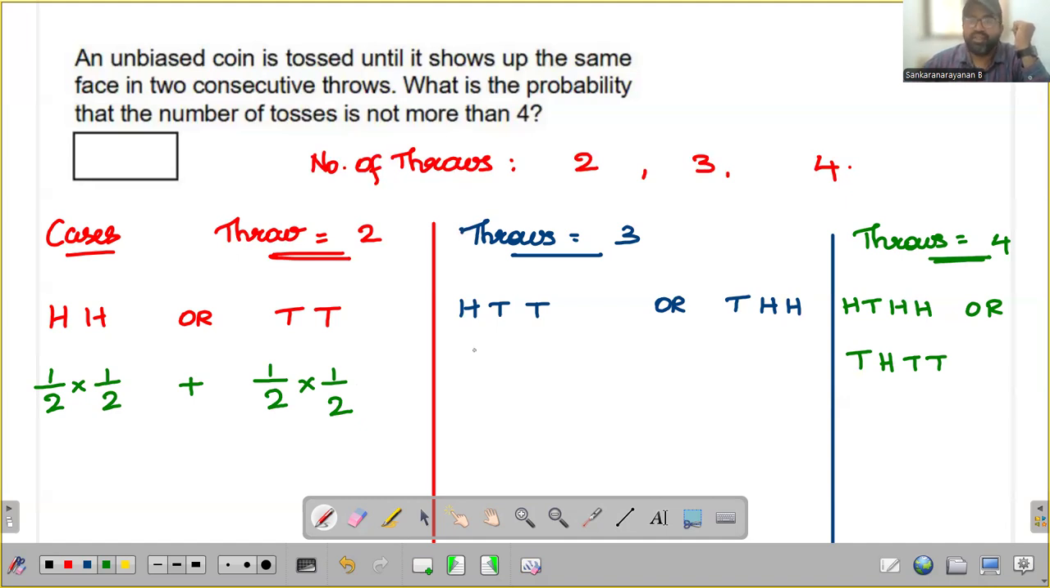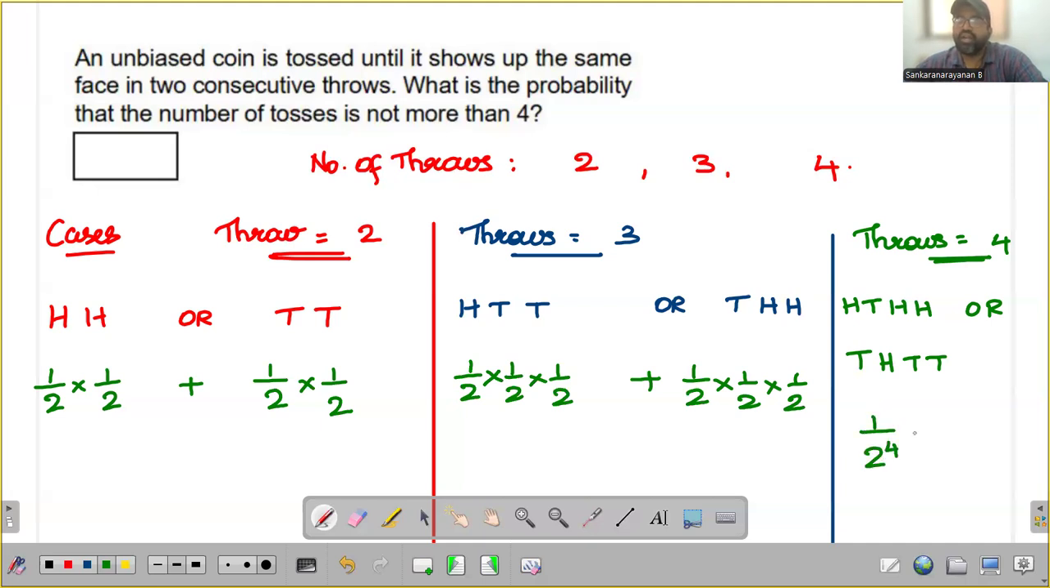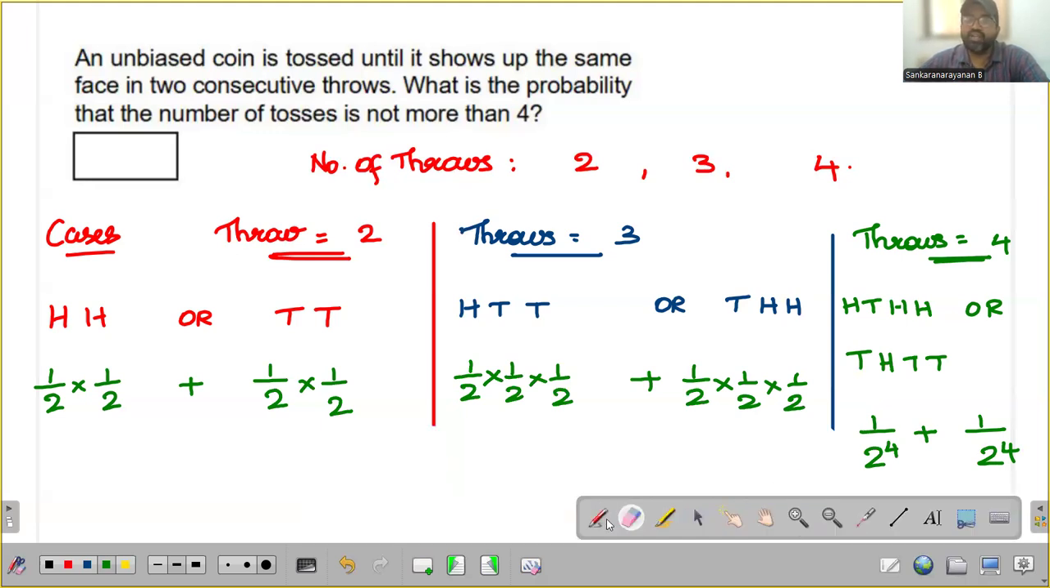In the same way, if it's 3, then it is 1 by 2 into 1 by 2 into 1 by 2. That is the case for HTT. Or it is again 1 by 2 into 1 by 2 into 1 by 2. In the same way, if the number of throws is equal to 4, it will be 1 by 2 power 4 or again 1 by 2 power 4. The first one, 1 by 2 power 4, is for HTHH or THTT. I am writing it with high resolution here so that you are able to understand it perfectly.